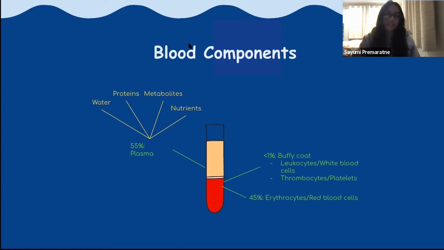And then just a really small proportion of your blood is something called a buffy coat. And that's what contains all your immune cells and your platelets. Okay.